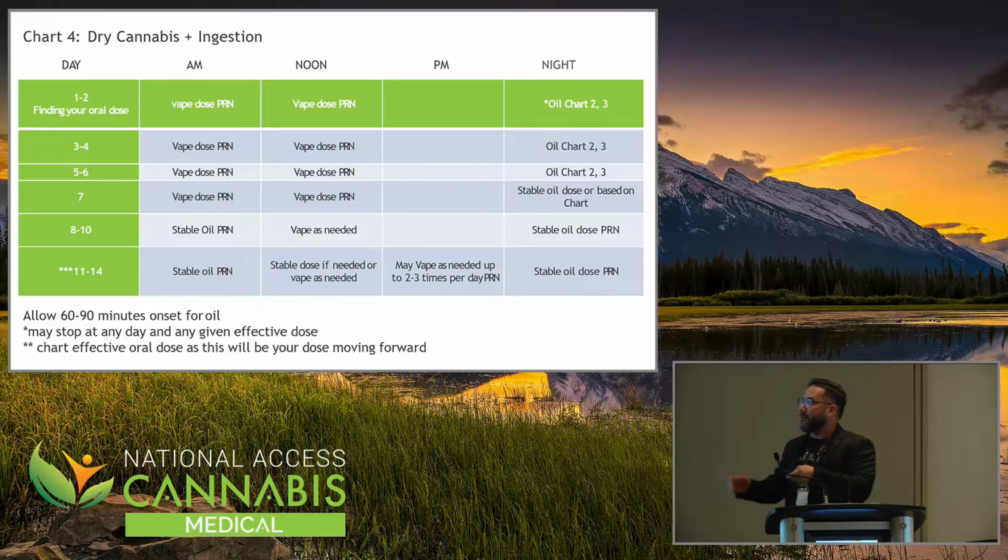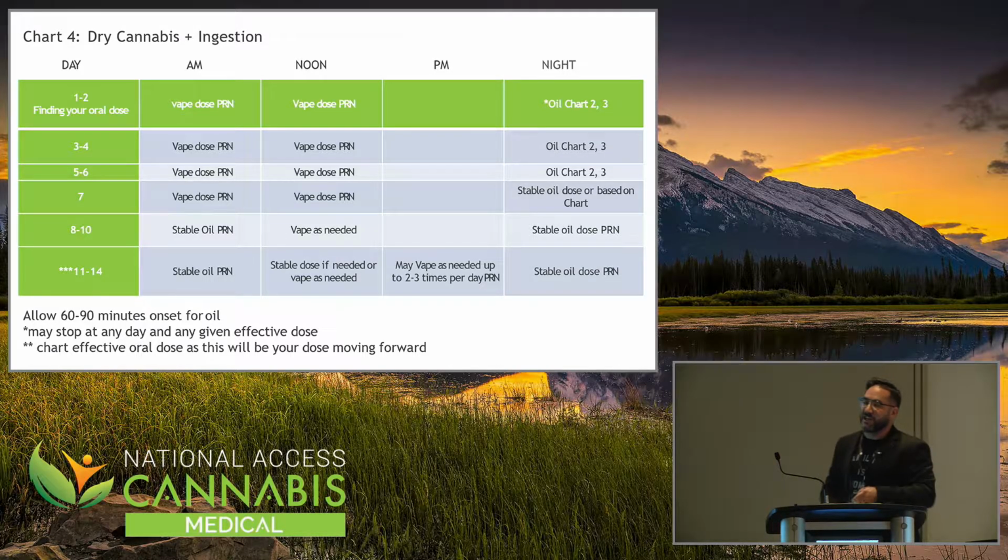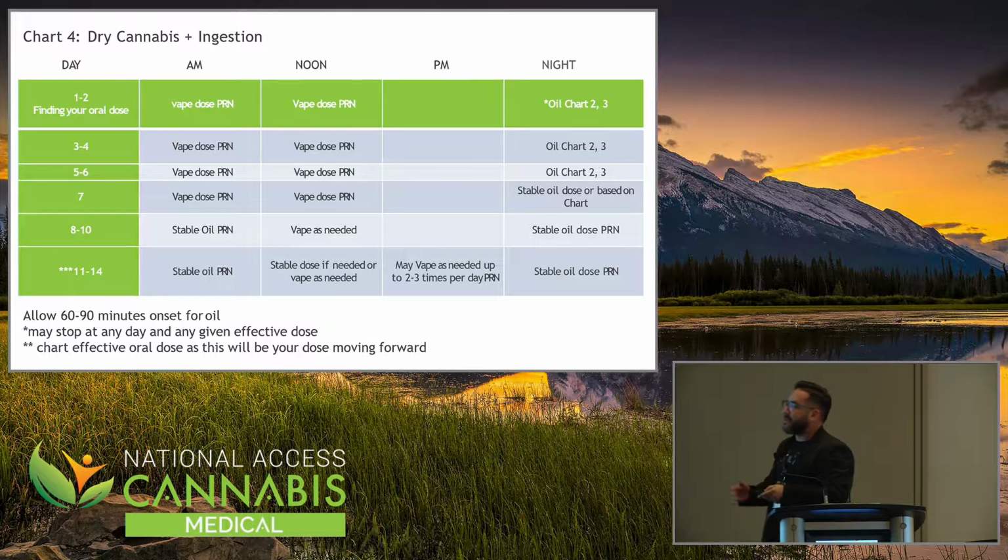How do we do that? Well, this is how. Dry cannabis plus ingestion. So let's say they're doing both. Initially, they vape twice a day, and then they use their oil based on the chart at night. They're vaping, chart again. Day 5, day 6, we're doing it as needed, right? Stable oil dose at night, we're finding out.